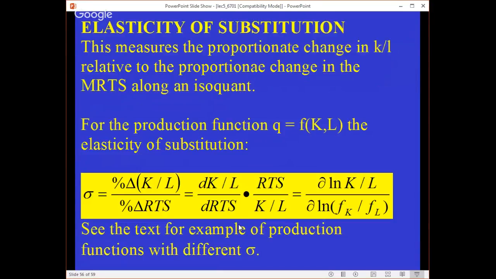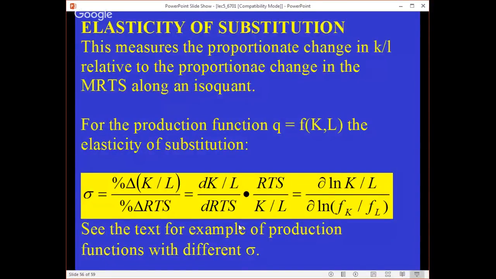The next thing I want to talk about is something known as elasticity of substitution. Remember, we talk about marginal products, we talk about one input at a time. We talk about constant returns to scale, it's both inputs at the same time. So elasticity of substitution measures proportional changes in both inputs, or the ratio of inputs, in this case capital over labor, relative to the proportional change in the marginal rate of technical substitution along the isoquant.